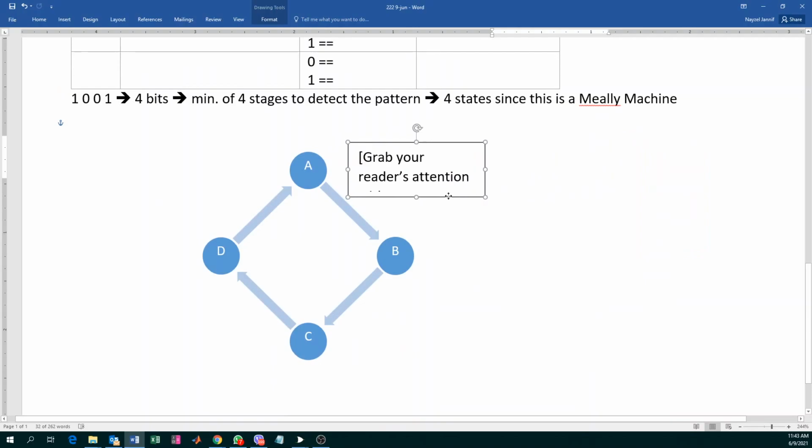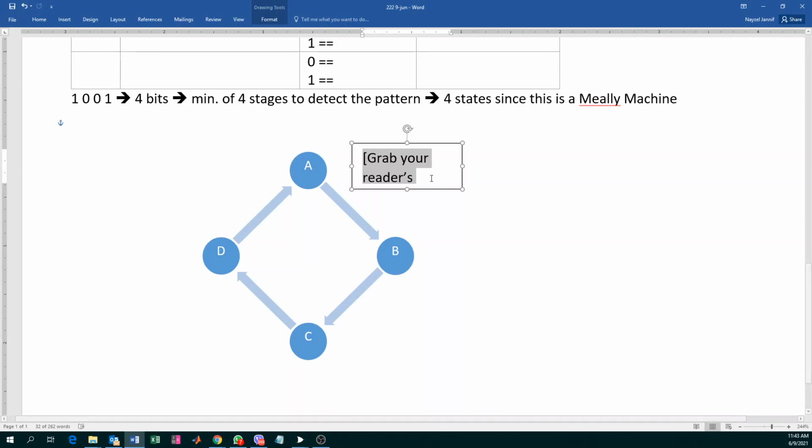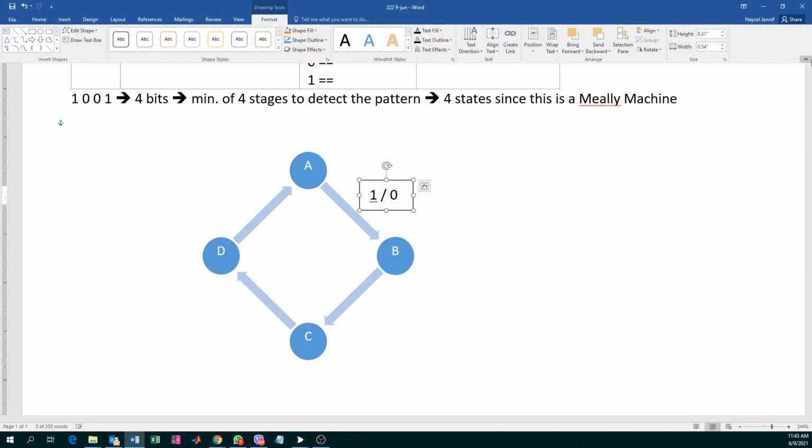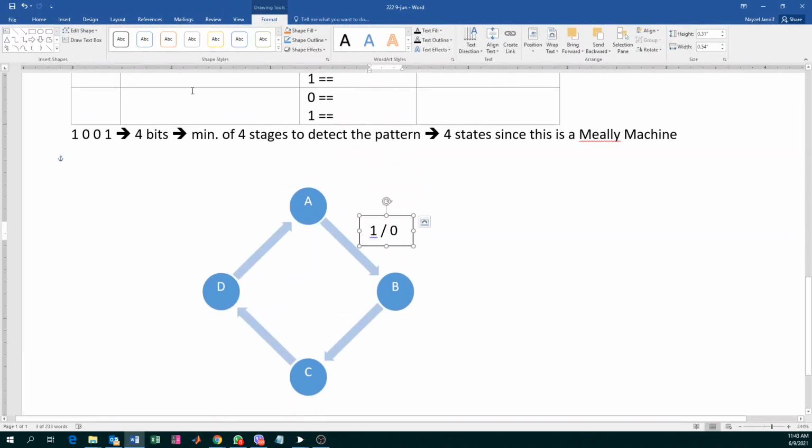Okay. So A goes to B if your input was 1, but your output is 0. If your input was 1 and your output was 0, okay? So this, you guys are probably familiar with, okay, so that's A goes to B.